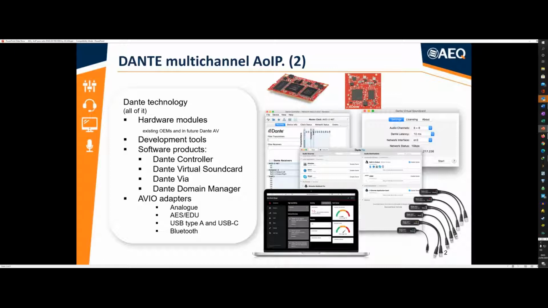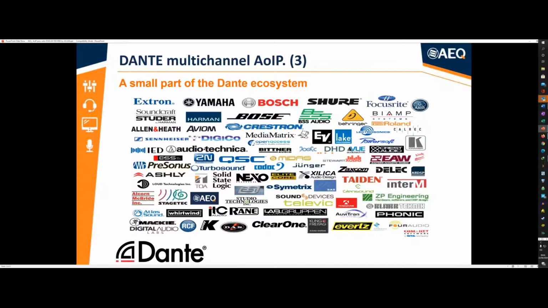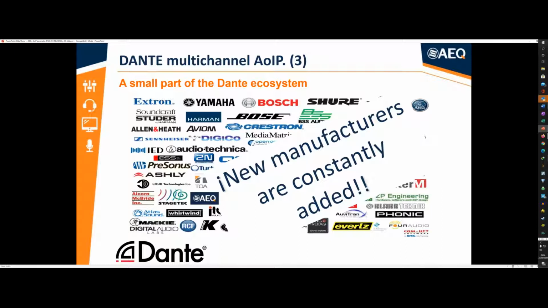When I say that Dante is a solution adopted by various manufacturers, there's quite a few. This is only a small section of the manufacturers. We have over 400 manufacturers that have got products in the market today. Anything that I show you now is almost guaranteed to be out of date within a week or a month or so, as more and more partners come on board. It is now almost easier to say who is not a Dante partner than it is to go through the list and say who is a Dante partner. And for those of you that want to see where AEQ is, there they are. They're inside that chart as well.